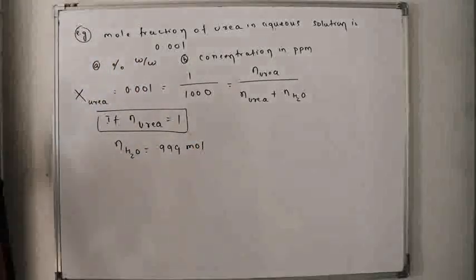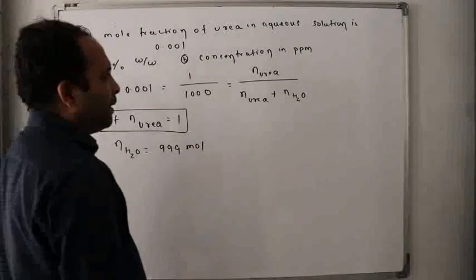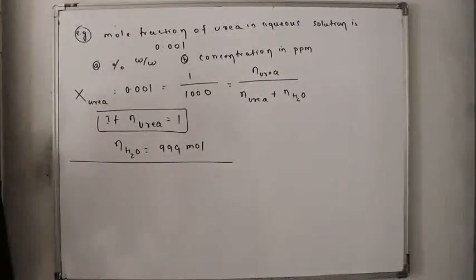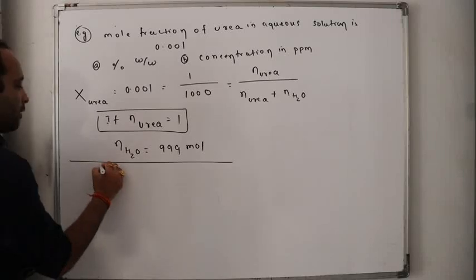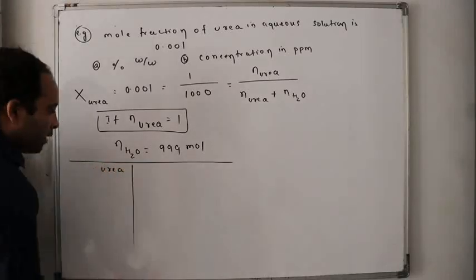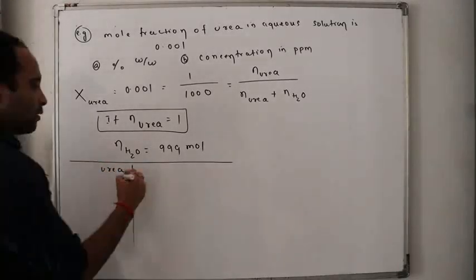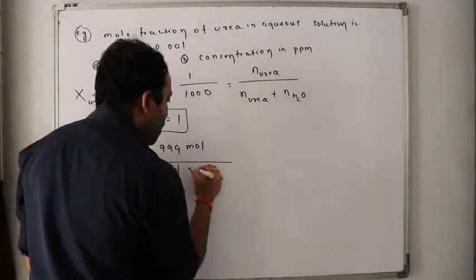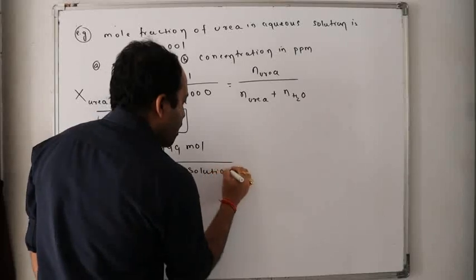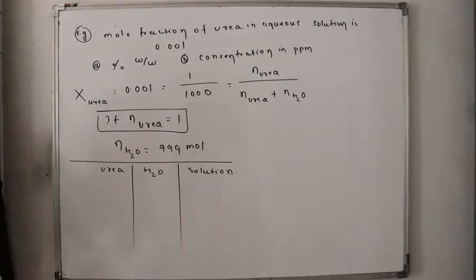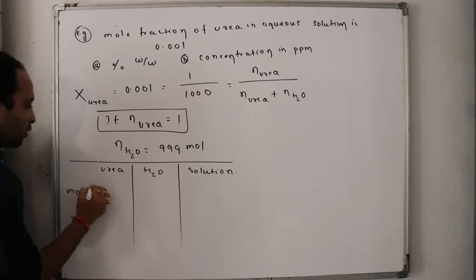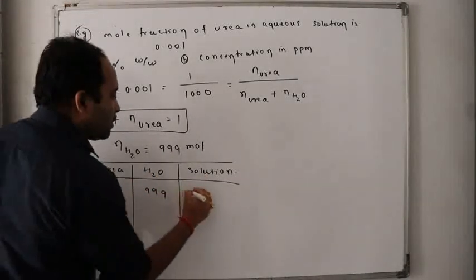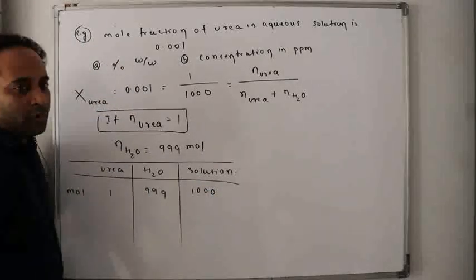Doubt? Now let me make a very simple table for you. What is the table we'll have? We'll have urea, then water, then solution, then number of moles: urea 1 mole, water 99, solution 1000 mole.